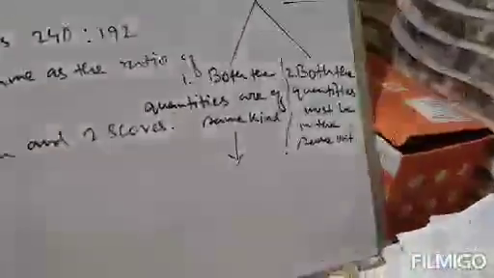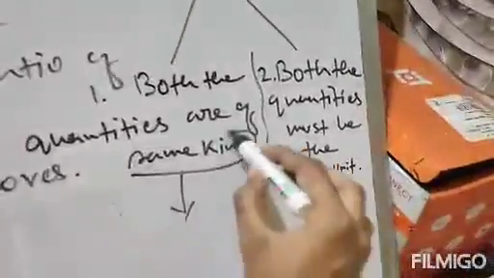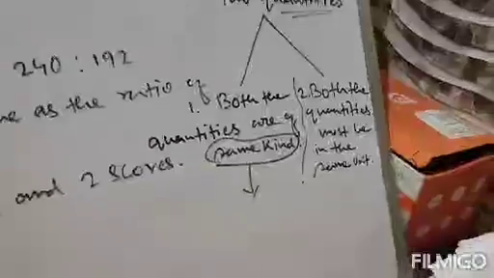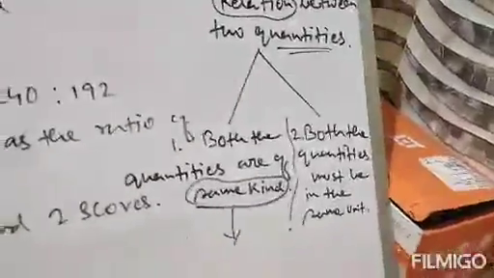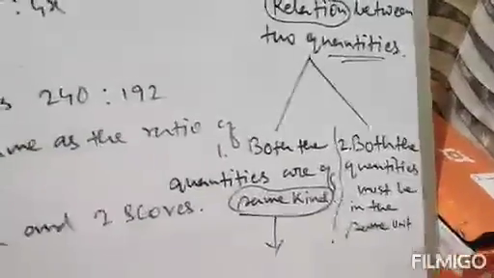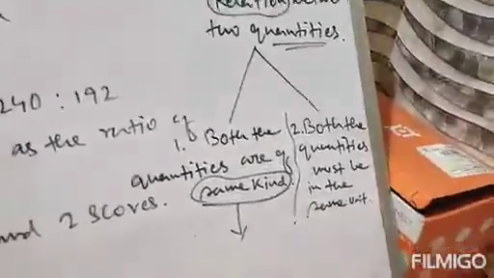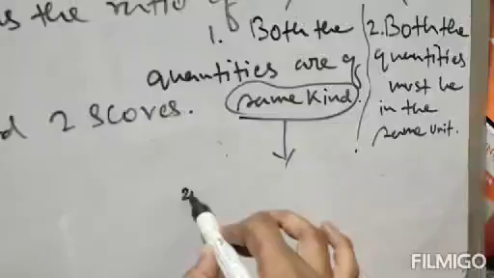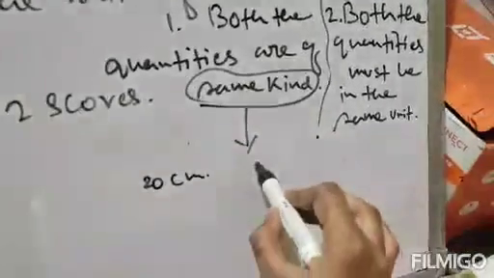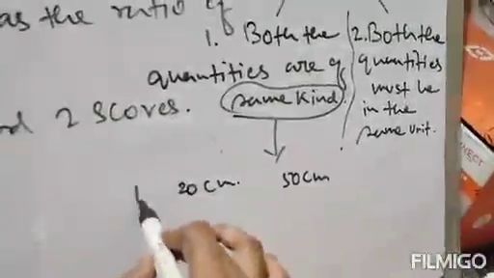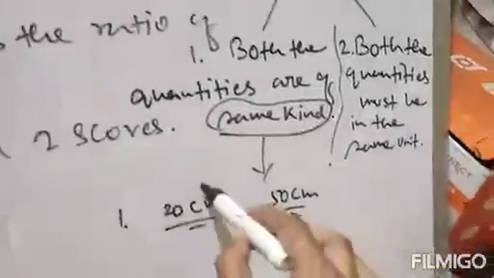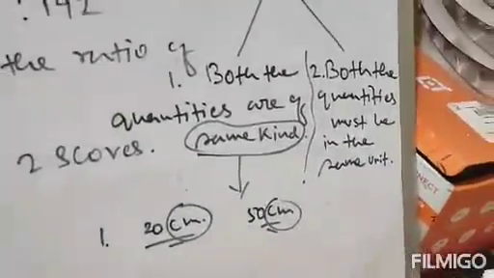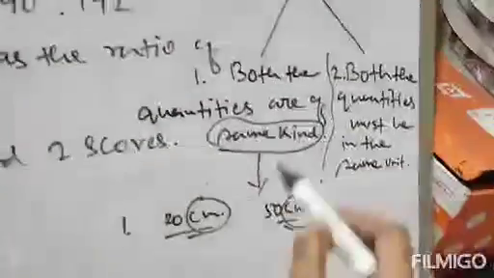So the first point says both the quantities are of the same kind. Same kind means similar type of quantity. That means if you are comparing length, you have to compare length with length. If you are comparing mass, you will compare mass with mass. Suppose you are comparing 20 centimeter and 50 centimeter. You can easily compare them because both these quantities are length, because centimeter is the unit of length.